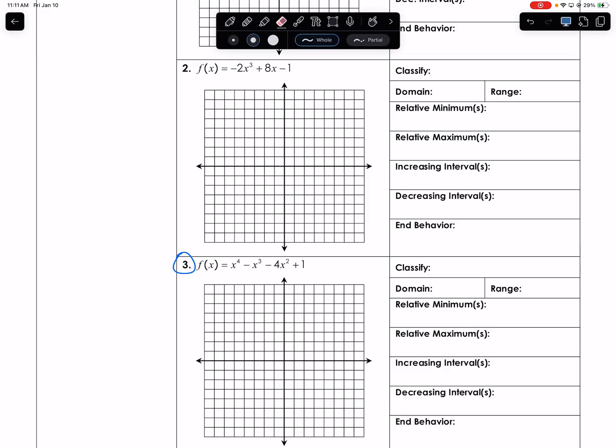So if we had to classify this by degree and number of terms, what would it be? Fourth degree is what? Quartic. Yes, good job, Grayson. Quartic polynomial. Feels good when you get it right.